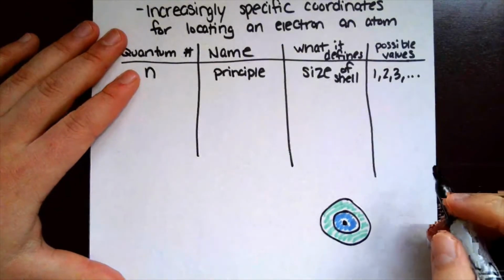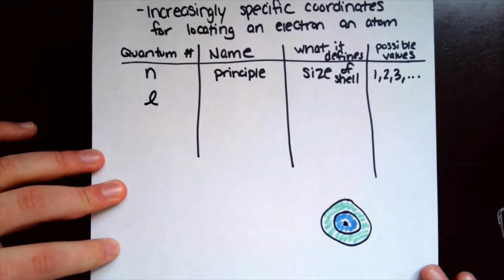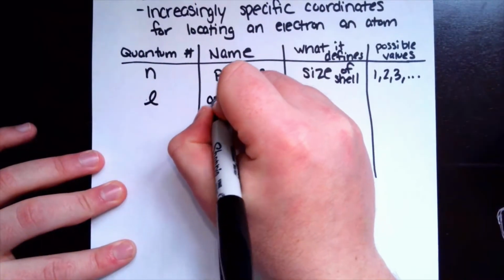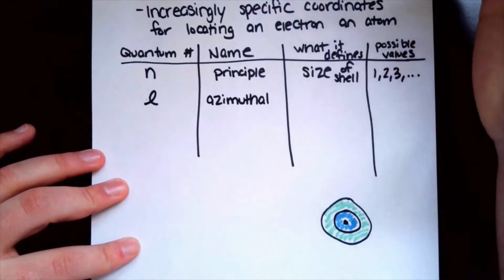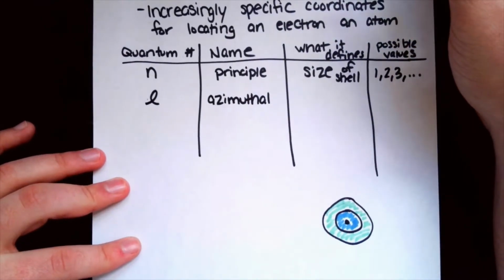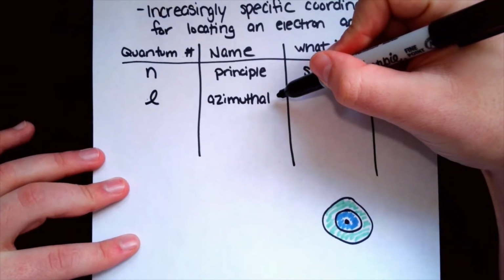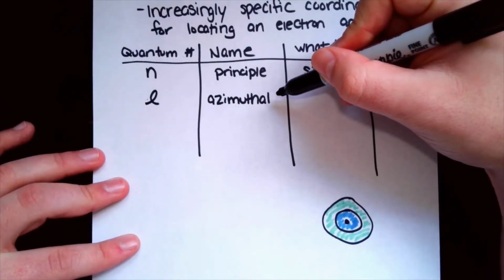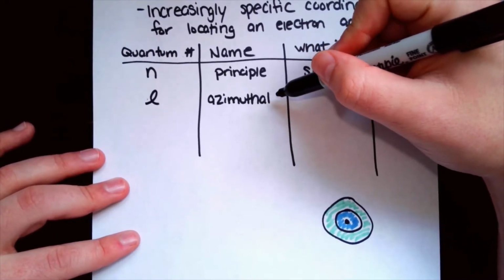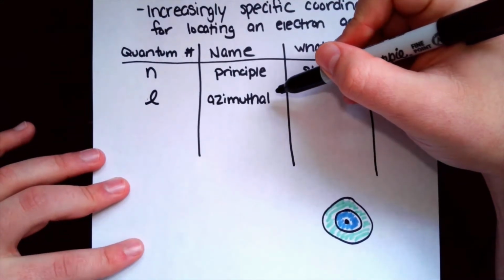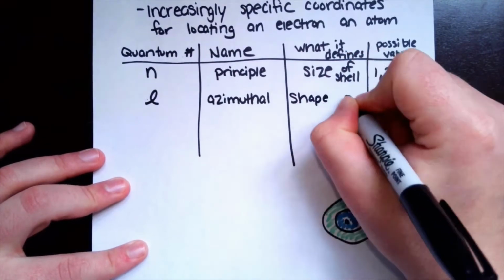Okay. The second quantum number is represented by the letter L. And this is referred to as the azimuthal quantum number. Now, this one, I think in my opinion, because azimuthal is a bit of an unusual word, I've seen different names and different terms used for this quantum number. So it's possible that if you're studying online, you may see different terms. But the official term is that it's the azimuthal quantum number, and it defines the shape of the subshell.